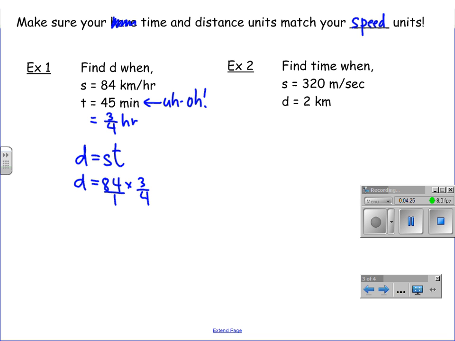Just simplify. Oh, that's a good idea. How can we simplify it, Connor? Good. So what's my answer then, Ethan? It is 63. 63 what? Kilometers. I was finding the distance. So if somebody's traveling at a speed of 84 kilometers per hour for 45 minutes, they will go 63 kilometers. Makes sense, they haven't traveled a full hour, so they won't go a full 84 kilometers. It'll be less than that, all right?